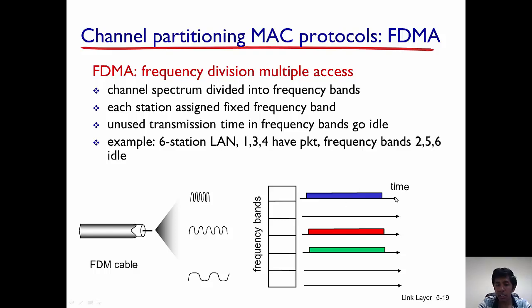The only difference is that they have a smaller frequency spectrum to transmit because here frequency has been divided instead of time, and they could transmit for the whole duration of time during those different frequency bands that have been allocated to them. So this is frequency division multiple access, or FDMA. This is the second type of channel partitioning protocol.